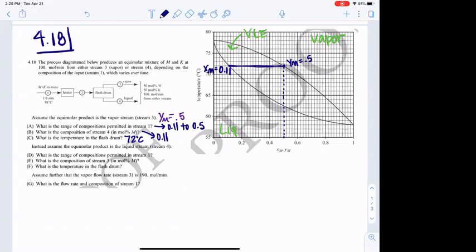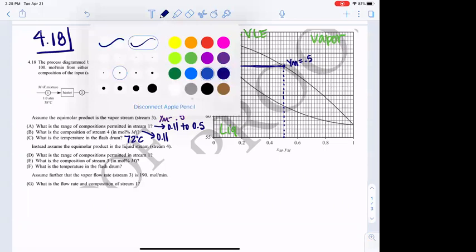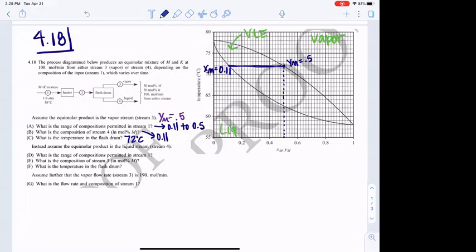Basically where we were is we are assuming now that the liquid stream, stream 4, is the one that has a mole fraction of 0.5. So that means that Xm equals 0.5. And we're going to ask basically all the same questions we asked before. What is the range of possible feed streams? What's the composition of the vapor stream? And what's the temperature in the flash drum?